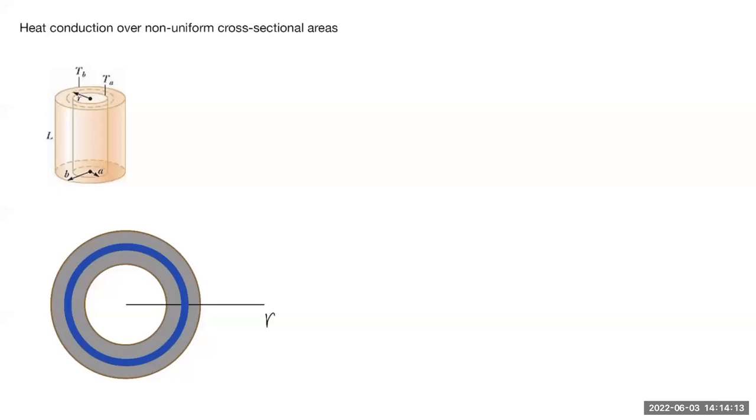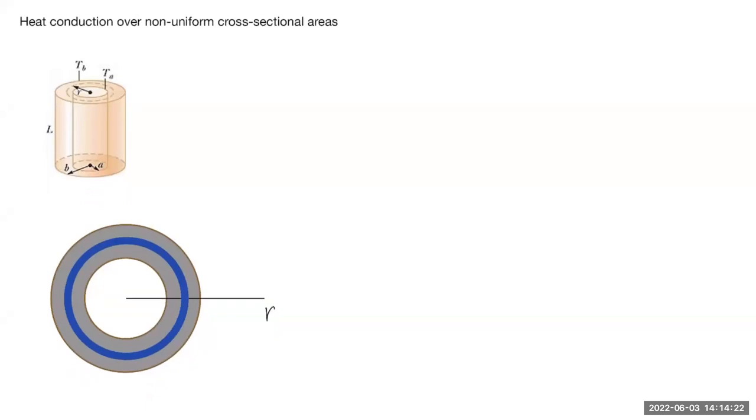Now, again, as the heat flows out, it encounters a non-uniform cross-section area. You can see from the top view in this diagram here. So I have heat flowing radially outwards like this, radially outwards like this, right? From the inner surface to the outer surface.